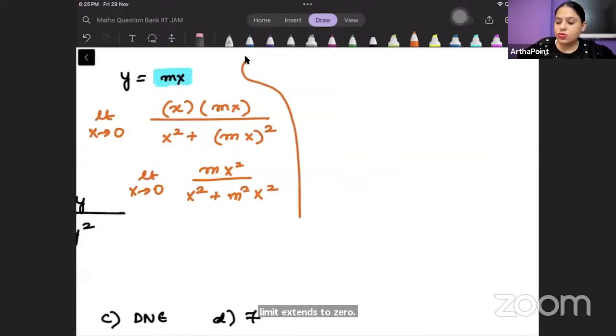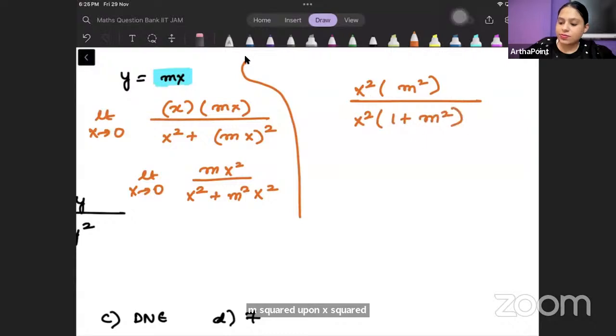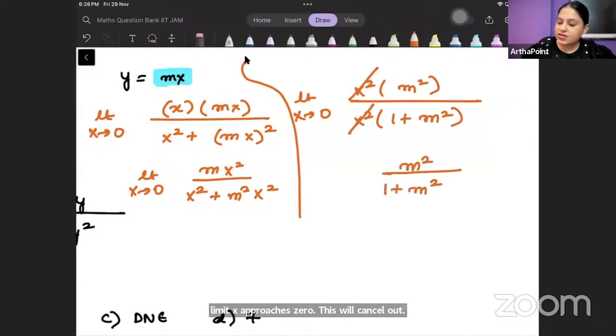So now take x square common. m square upon x square common, 1 plus m square. Limit x approaches 0. This will cancel out. So you will be left with m square upon 1 plus m square.